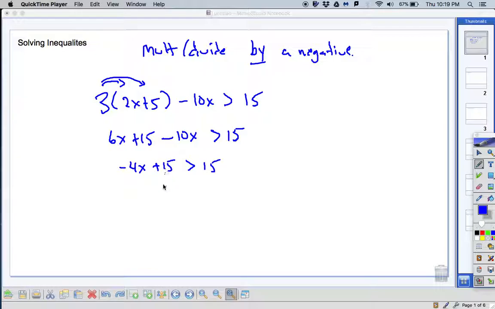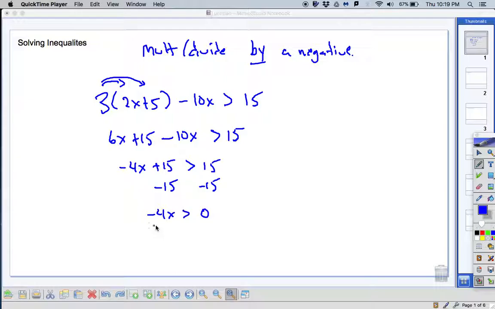We would move the 15 to both sides, so we're going to subtract 15 from both sides. And when you add or subtract, the inequality never changes. It only changes when you're multiplying or dividing. So again, we don't have to worry about it. So we get negative 4x, symbol staying the same, and you end up with 0.